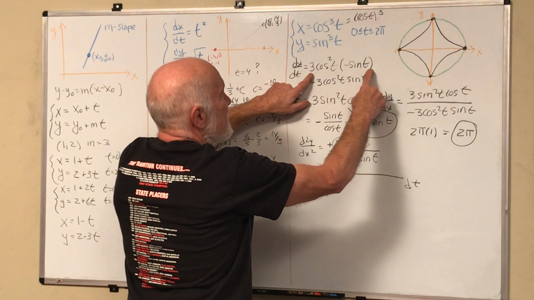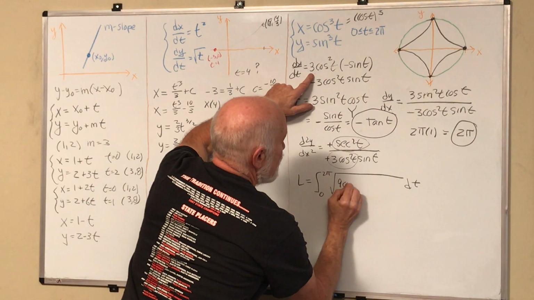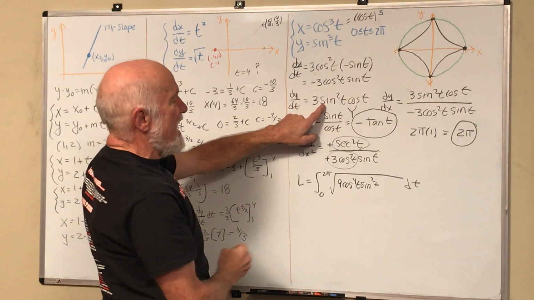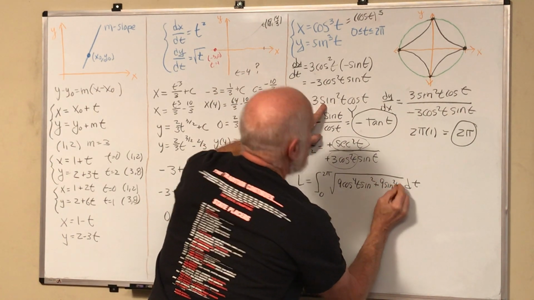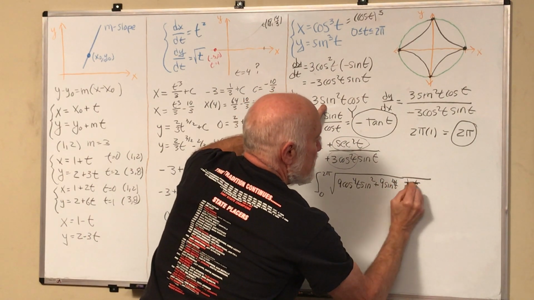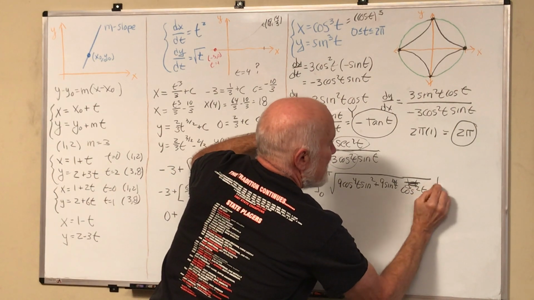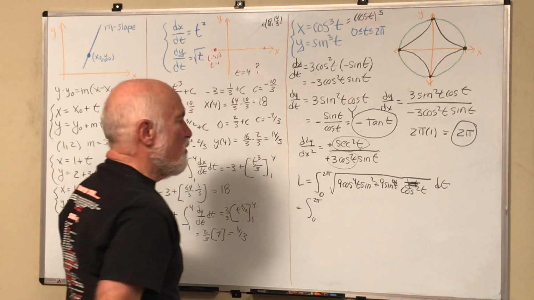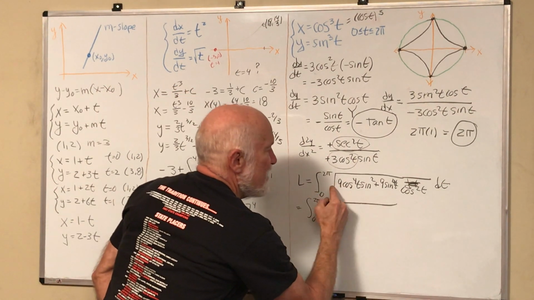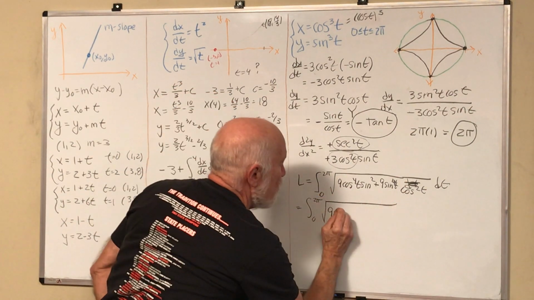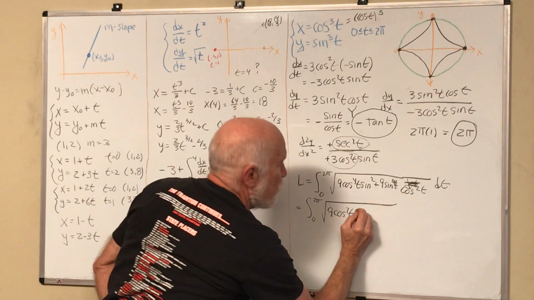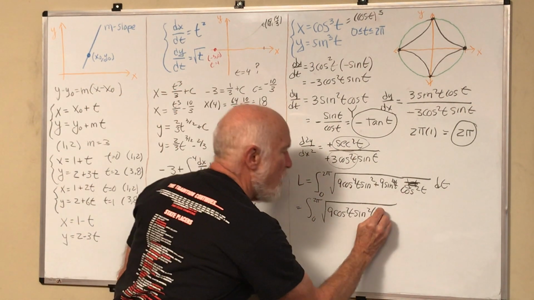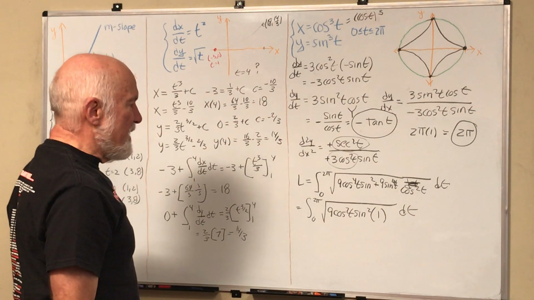So I have to square this, so I get 9 cosine to the 4th of t sine squared of t plus dy dt squared is 9 sine squared t, or sine to the fourth of t, oops, I ran out of room here, times cosine squared of t dt. And it looks like it's going to be really complicated, but what can we factor out of here? There's a 9, and there's a cosine squared in both places, and there's a sine squared in both places. And when you factor it out, you get cosine squared t plus sine squared of t, which is just 1. So that makes things a little bit better.